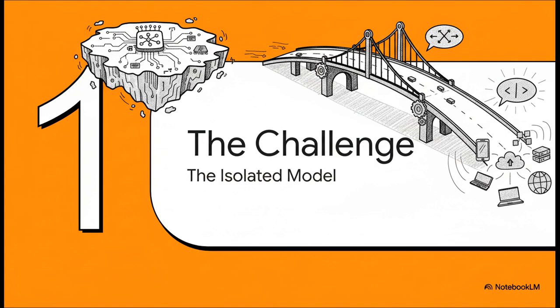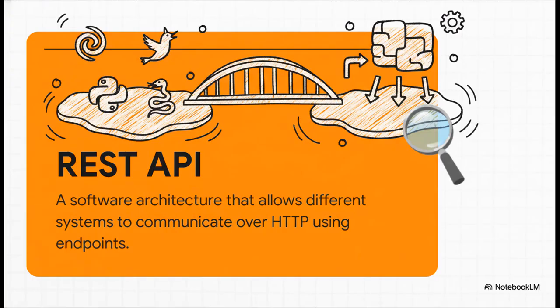Our journey starts right here with this challenge, taking our model from its digital island and building a bridge to the rest of the world. And this bridge needs to be fast, it needs to be reliable, and it has to speak a universal language that any application can understand. That bridge is called a REST API.